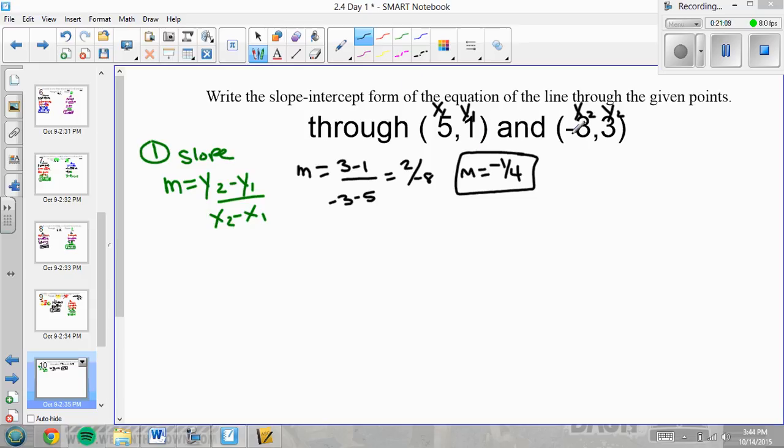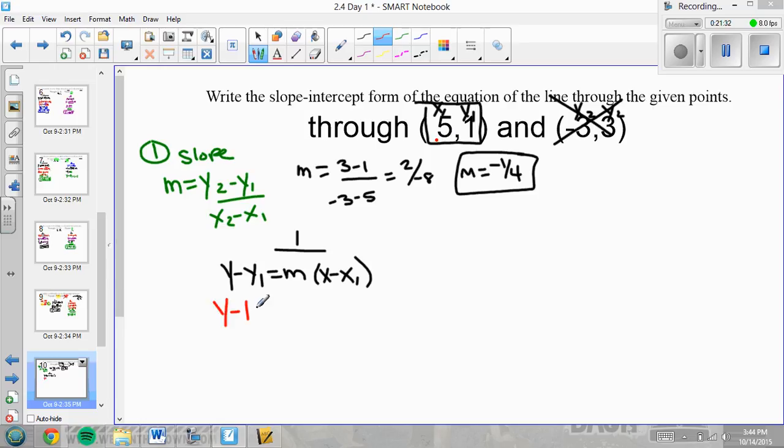It doesn't matter which point you use. I always cross off the second one, but you could always use that one. Okay, so I always use the first point and my slope. So if you chose method 1, our y minus y1 equals m times x minus x1. So I know x and y and m, so y minus 1 equals my negative 1/4 times x minus 5.